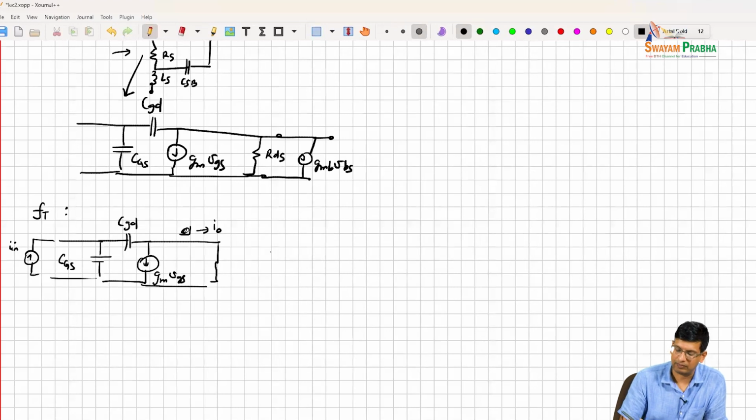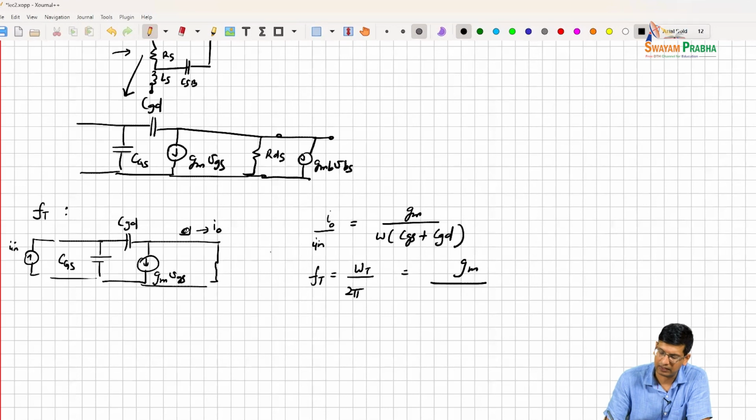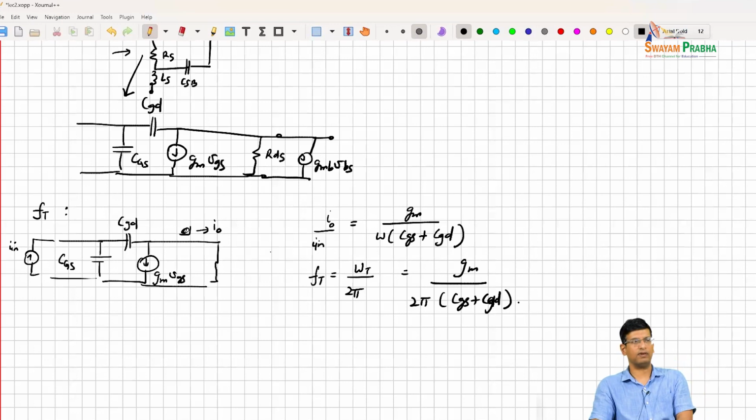So traditionally we basically say that IO divided by IN is effectively GM divided by omega times CGS plus CGD. So this basically tells us that FT is omega T over 2 pi, which is GM divided by 2 pi times CGS plus CGD. This is the analog usual derivation that we have.